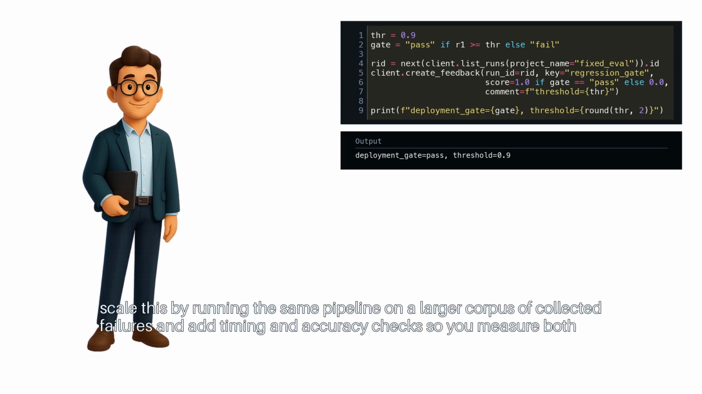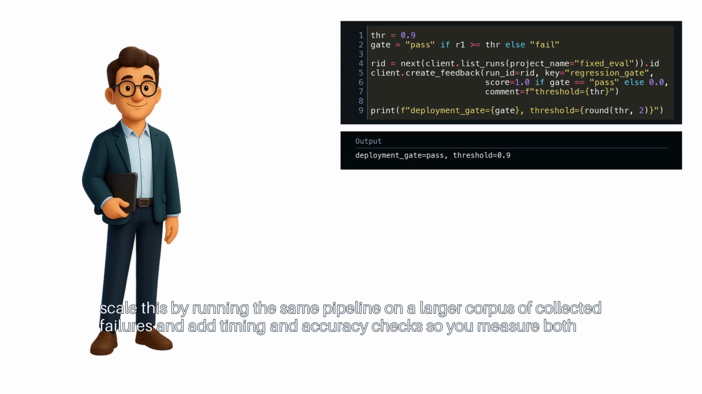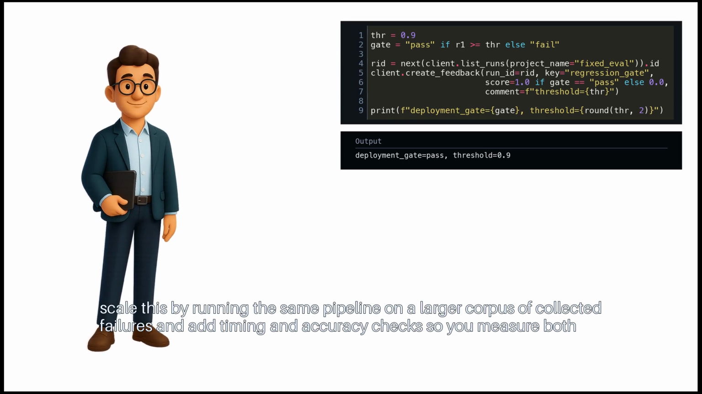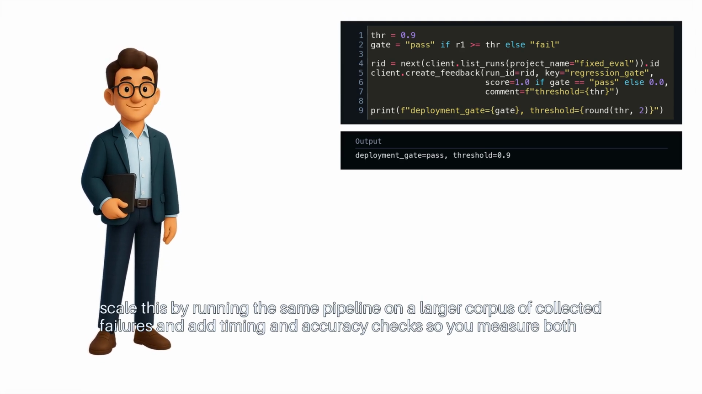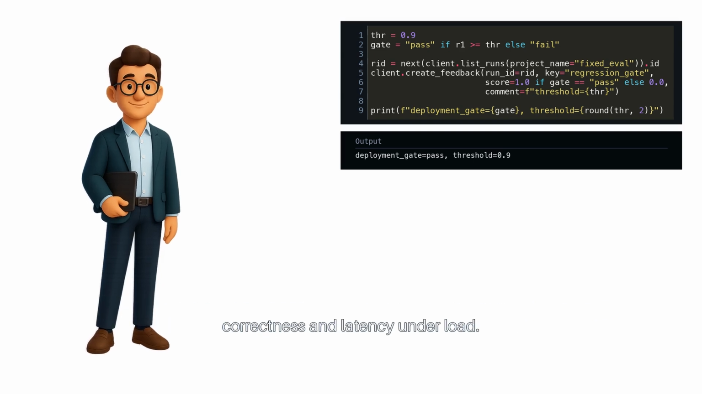Next step: scale this by running the same pipeline on a larger corpus of collected failures and add timing and accuracy checks so you measure both correctness and latency under load.